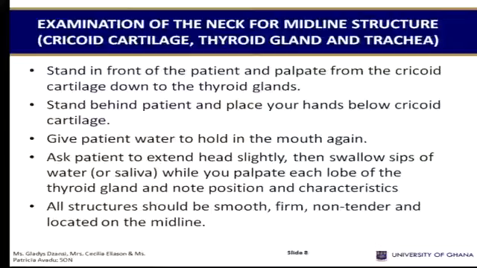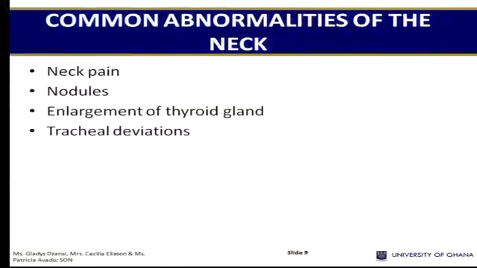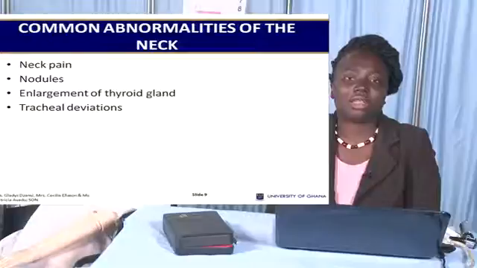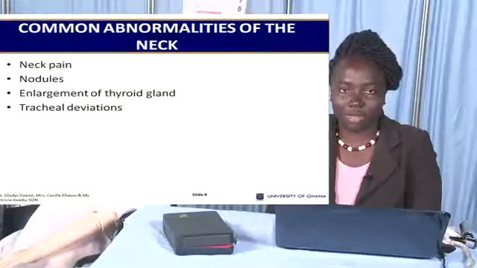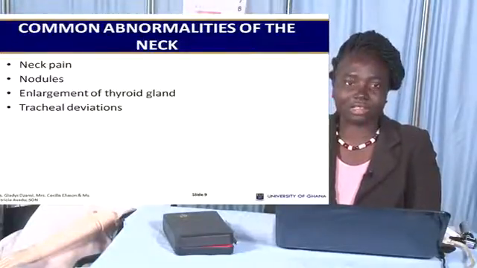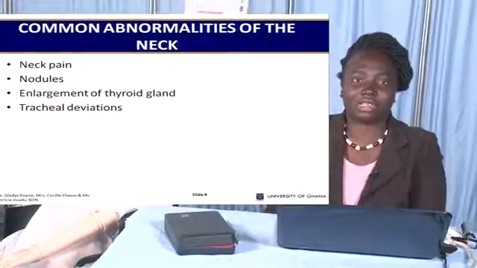During your examination, all structures should be smooth, firm, non-tender, and located in the midline. Common abnormalities that may be present are that the patient will complain of pain, there could be nodules, the thyroid gland may be enlarged, and the trachea may be displaced.